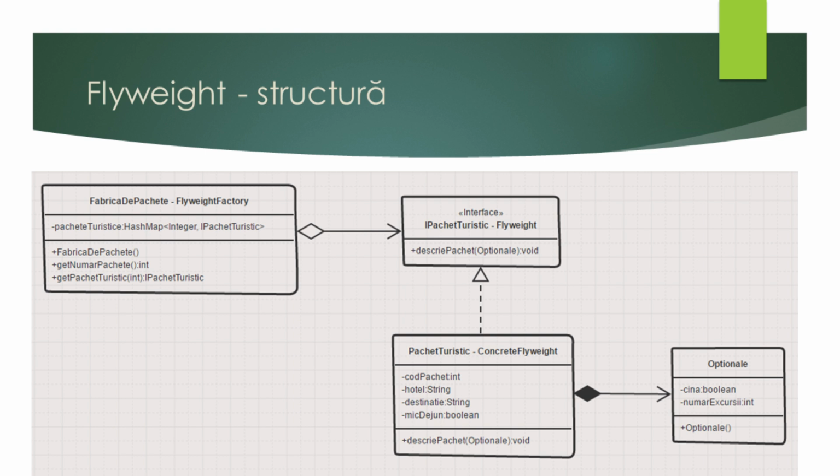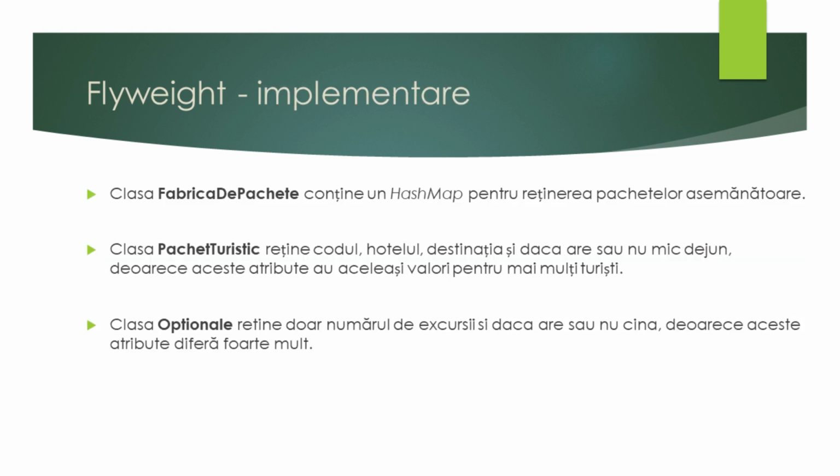Okay, so we've talked about the structure, but how about the actual implementation? Can you walk us through that a bit? Sure. Let's revisit the travel agency example. They get a request for, say, the Island Paradise tour package. The Flyweight factory, which is called Fabric Dépêché in this case, checks its hash map to see if it already has a Pachytristic object with that specific package code. And if it doesn't? Then it creates a new one, stores it in the hash map using the package code as the key, and returns that new instance.